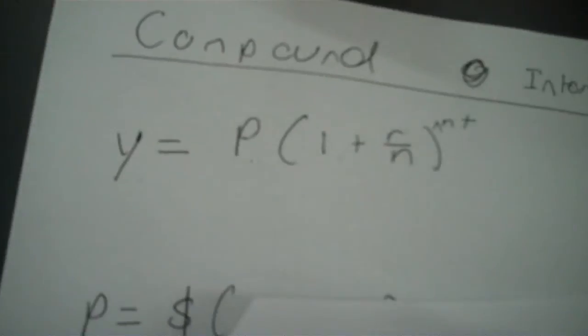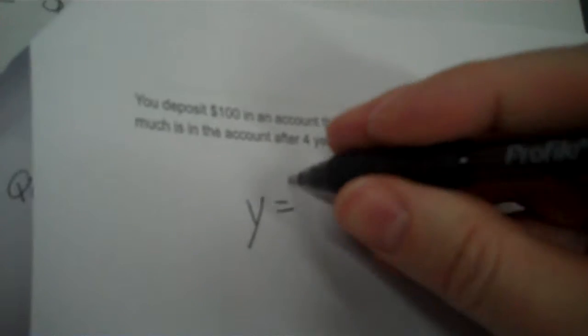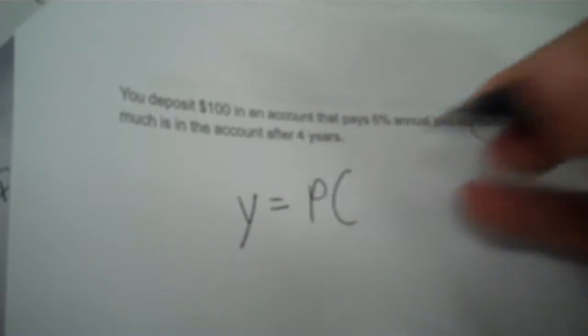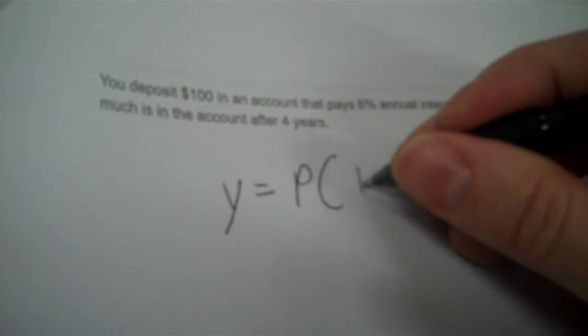Okay, next one. You deposit $100 in an account that pays 6% annual interest compounded quarterly. Find how much is in the account after 4 years. So again, I just keep on using that formula when it says compounded quarterly. I know that the table takes forever.